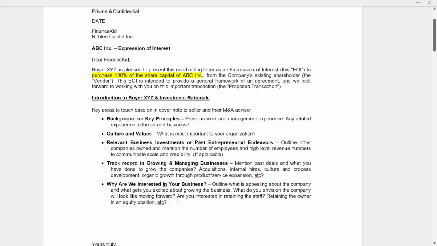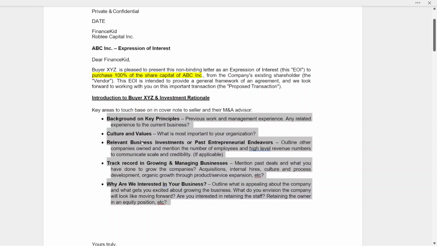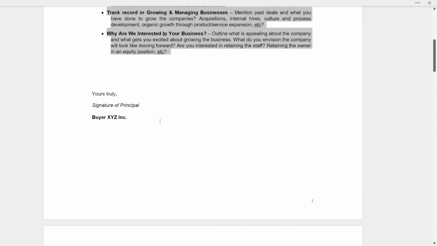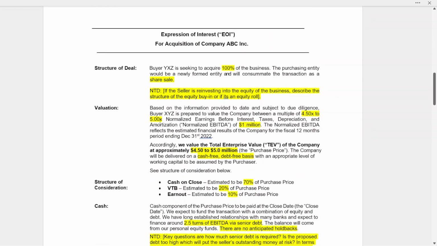And again, a lot of people skip this sometimes, but this is just important when you're trying to really frame the relationship with the seller to communicate your seriousness. Now, scrolling down to the actual EOI content side on the next page here, we'll jump into the first section.